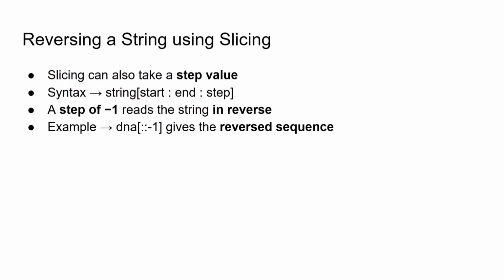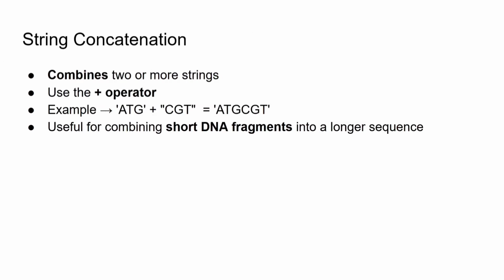Reversing a string using slicing. Just like with slicing, we can use the step value to control the direction. A step of -1 simply means go backwards one character at a time. So when we write DNA ::-1 within the square brackets, we are telling Python to start from the end of the string and move backwards, effectively reversing the entire sequence. We will be reversing a DNA sequence later in our Jupyter notebook, and there you will understand it more clearly.